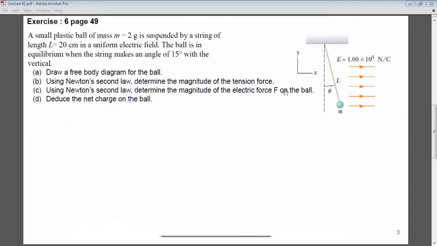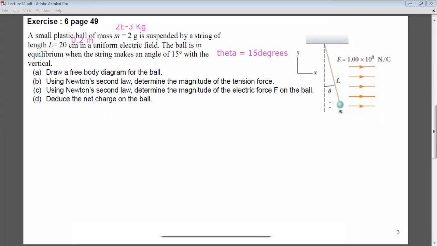topic. So a small plastic ball of mass M equals 2 grams. 2 grams is 2E minus 3 kilograms, or 0.002 kilograms, is suspended by a string of length 20 centimeters. 20 centimeters is 0.2 meter. We divide by 100. In a uniform electric field E, as given here, it is 1 times 10 to the power 3 Newton per coulomb. The ball is in equilibrium when the string makes an angle of 15 degrees. So I have theta. This is theta equal 15 degrees.